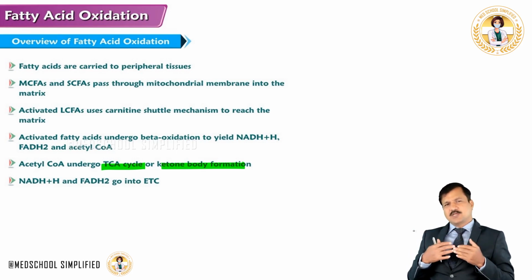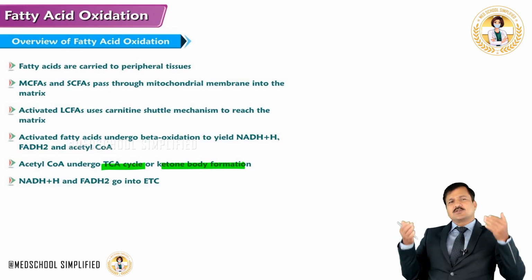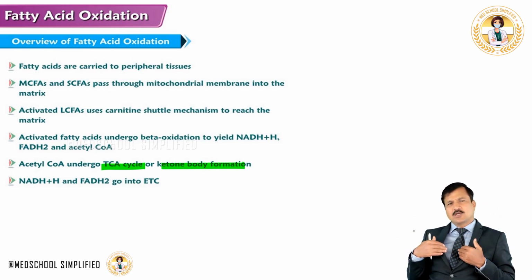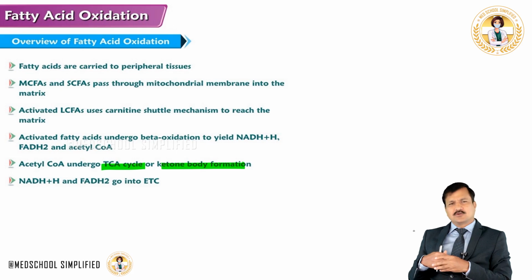Short and medium chain fatty acids are water soluble, so they just come in the blood being soluble. When they pass through the plasma membrane, the long chain fatty acids are activated over the outer mitochondrial membrane. Short and medium chain fatty acids just go through the mitochondrial membrane into the matrix, so they are activated there.